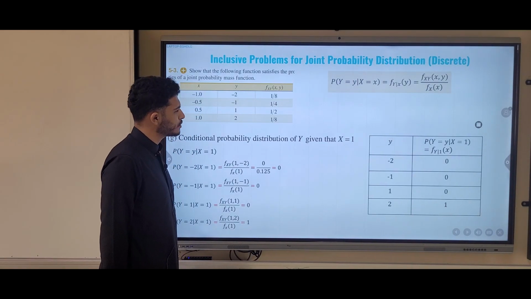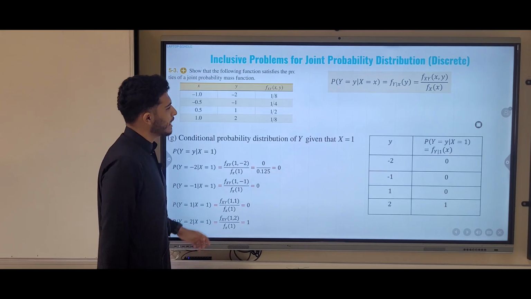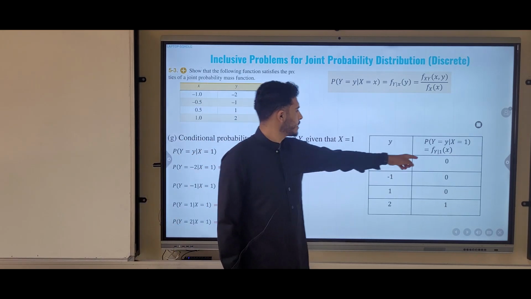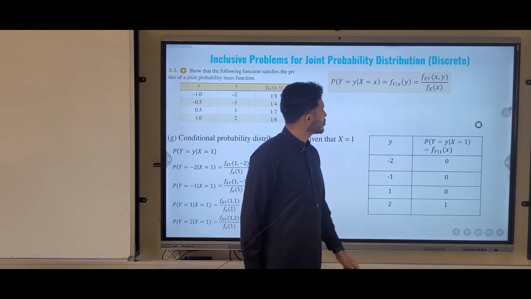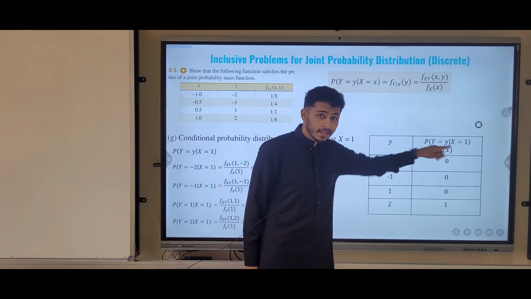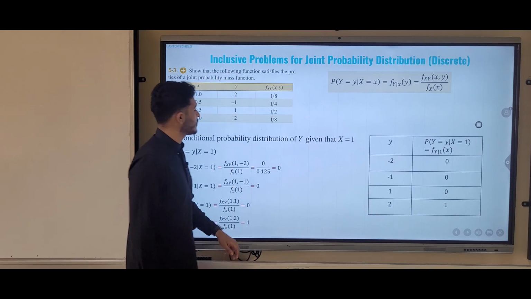distribution, conditional probability distribution of y. Here I think this should be a y. Yes, this small x here should be a y. I apologize. I'm going to fix it in the slides.